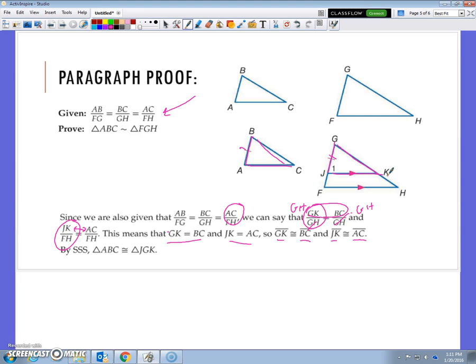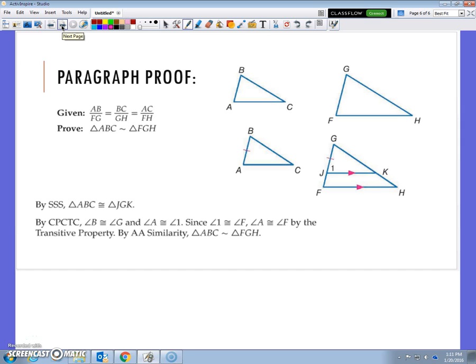So now that I know that ABC and JGK are congruent, through corresponding parts of congruent triangles, I can say that angle B and angle G are the same, angle A and angle J are the same, and angle C and angle K are the same. All right. And so the transitive property says if this is the case, through angle-angle similarity, triangle ABC must be similar to FGH.